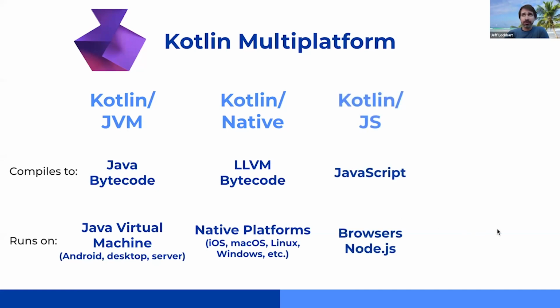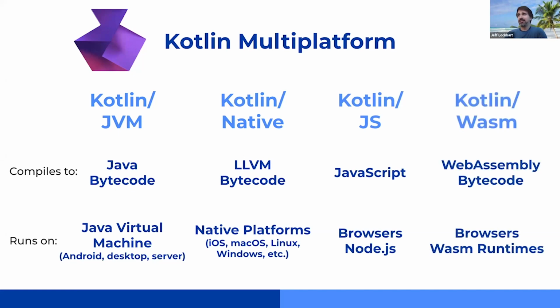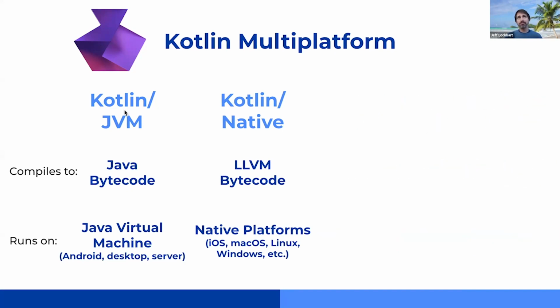Also, there's a flavor of Kotlin for JavaScript. And the newest platform supported by Kotlin is actually WebAssembly. This is an exciting new development, with WebAssembly becoming really interesting for the ability to run really performant code on the web. But today we're mostly going to focus on just the Kotlin JVM and Kotlin Native flavors, with a sample app that runs on Android, JVM desktop, as well as iOS.